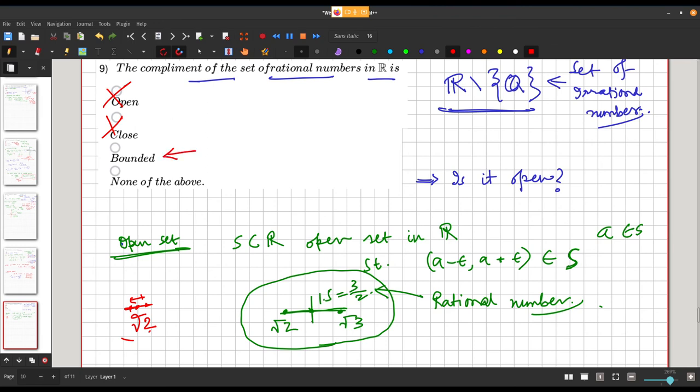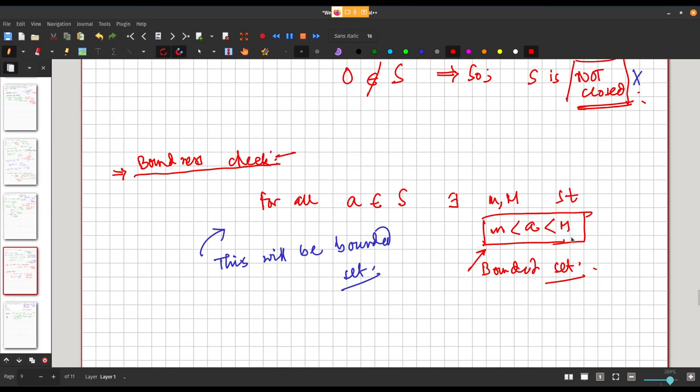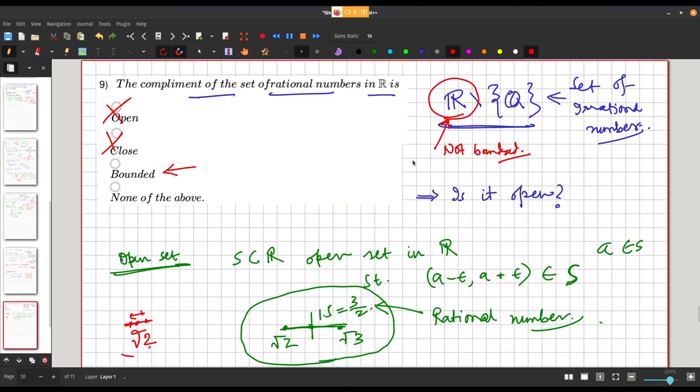Now we have to check whether it is bounded or not. So is R bounded? The set of real numbers, it is not bounded, right? Because in one of the problems, I defined what a bounded set is. There will be a pair of m and capital M, which will enclose all the points. So is this possible for the set of real numbers? No. So that's why it will not be bounded.